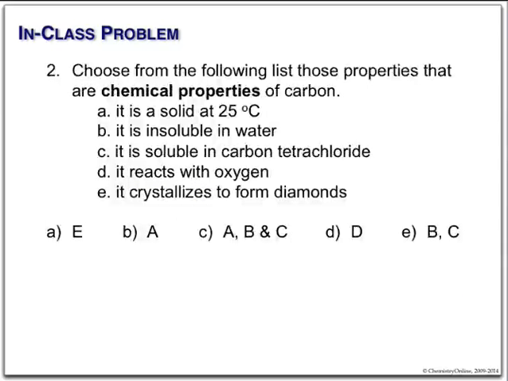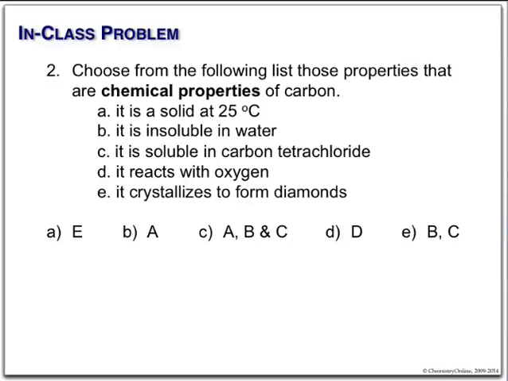What are chemical properties of carbon? It's a solid at room temperature. It's insoluble in water. Soluble in carbon tetrachloride. Molecular compound, we'll learn that in Chapter 3. Reacts with oxygen. Crystallizes to form diamonds. We're looking for chemical. It's a solid. That's a state. That's physical, right?